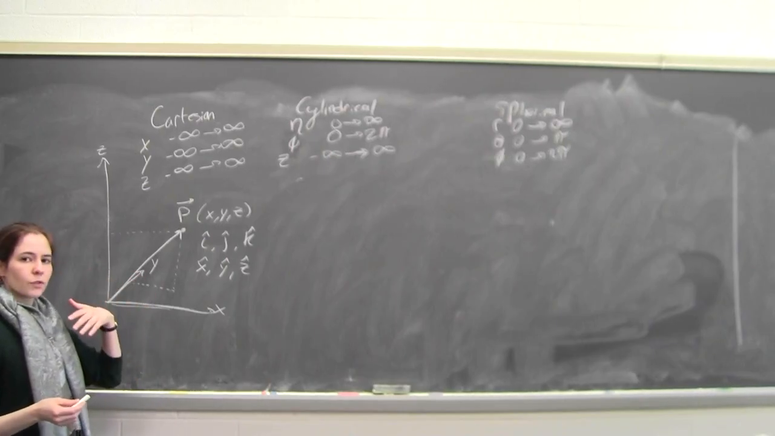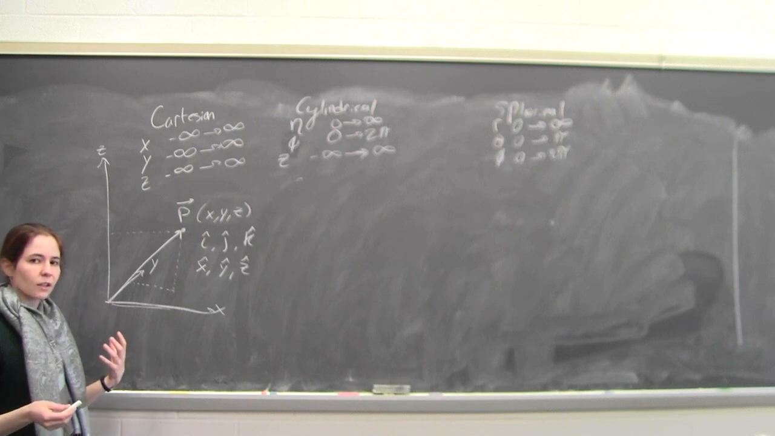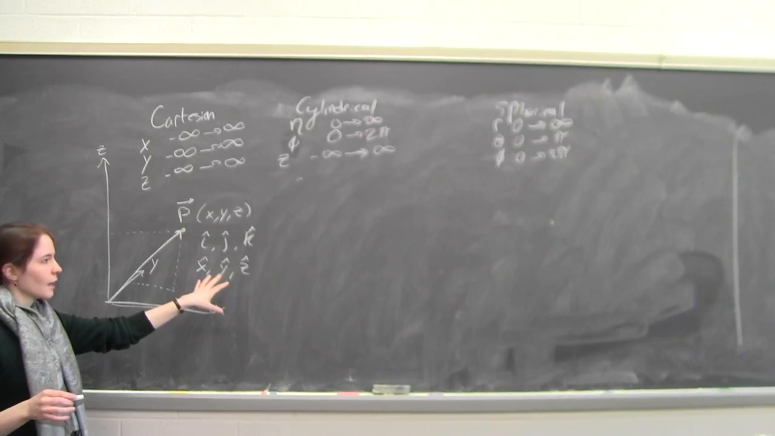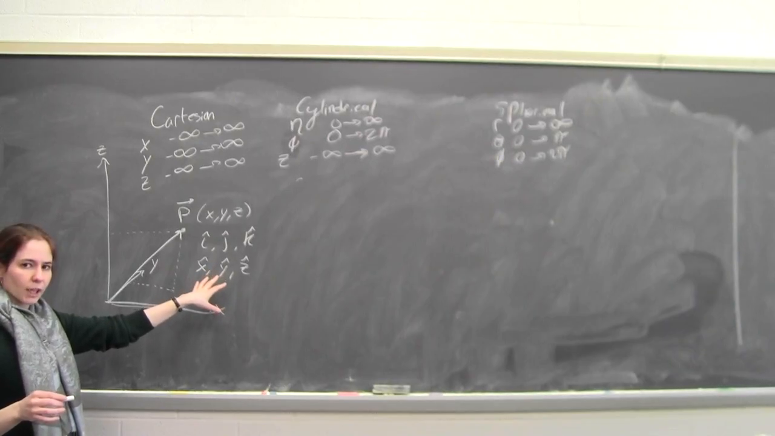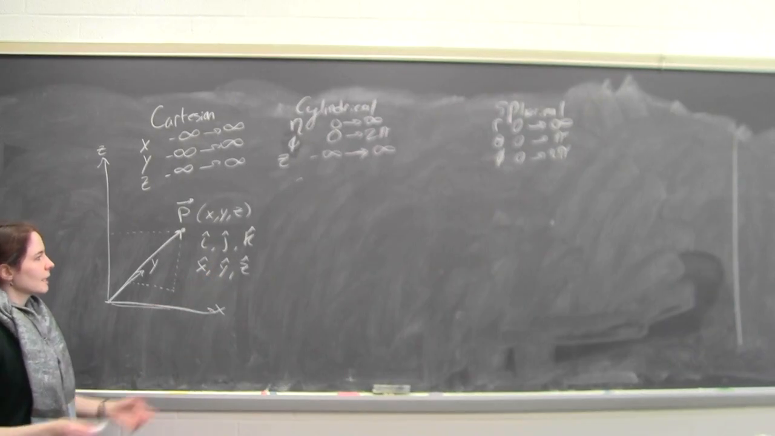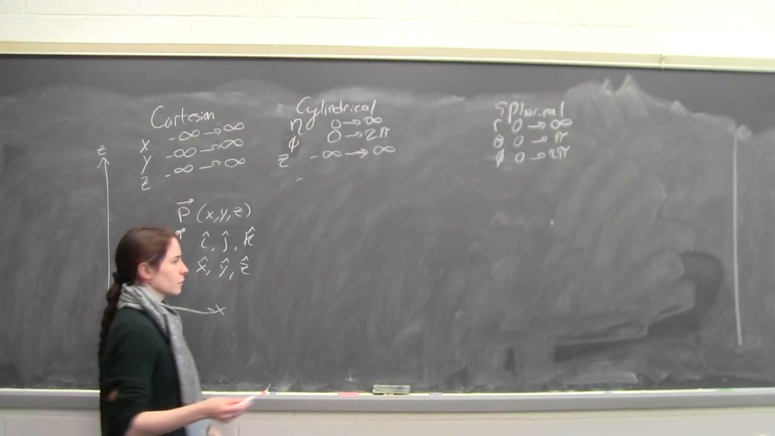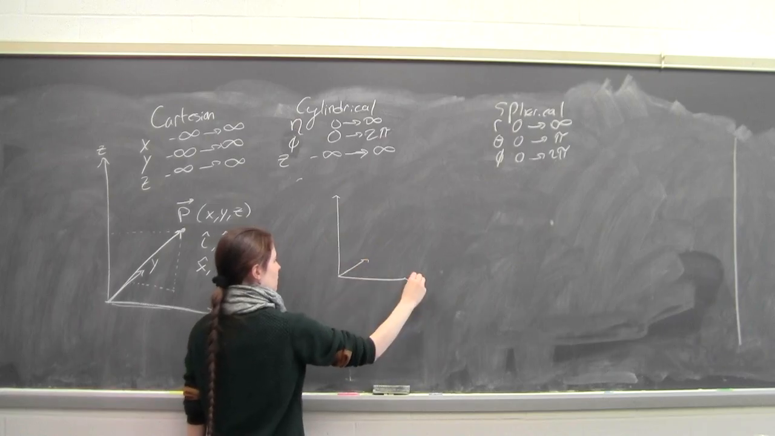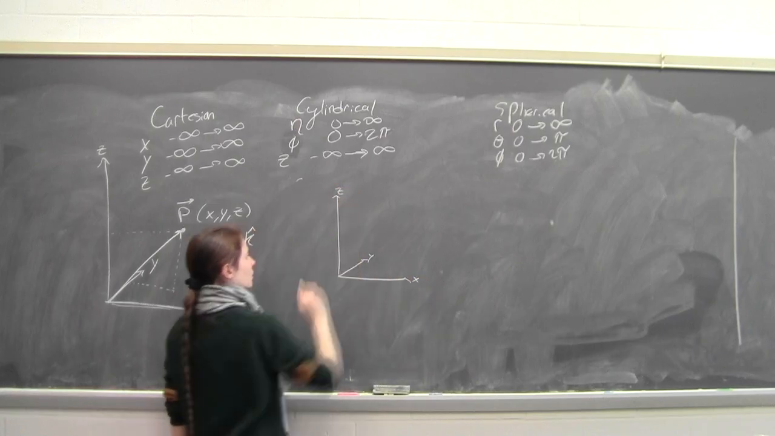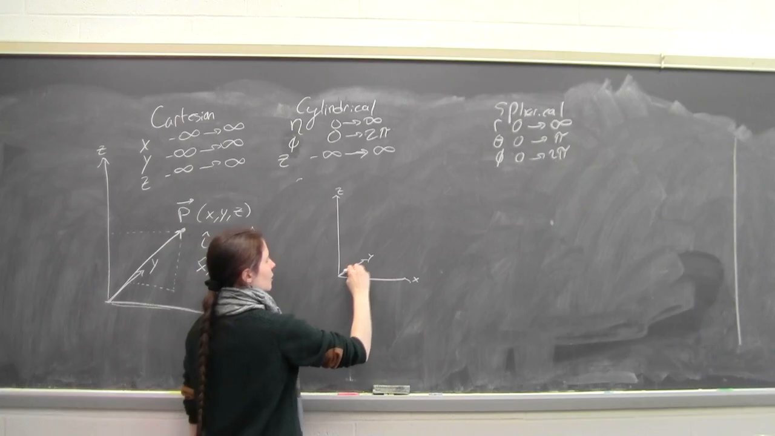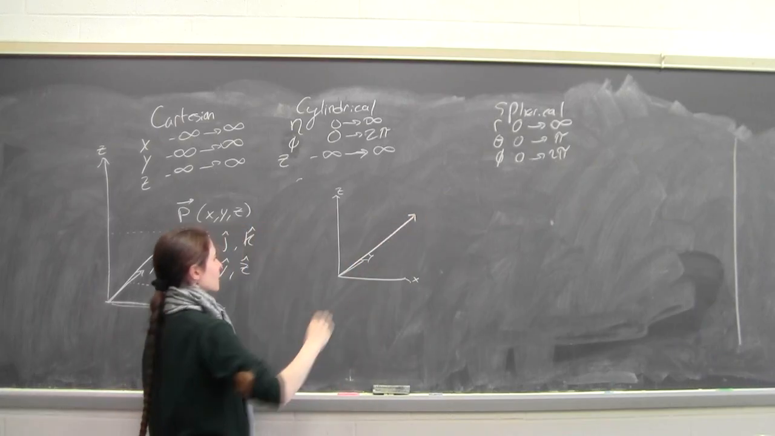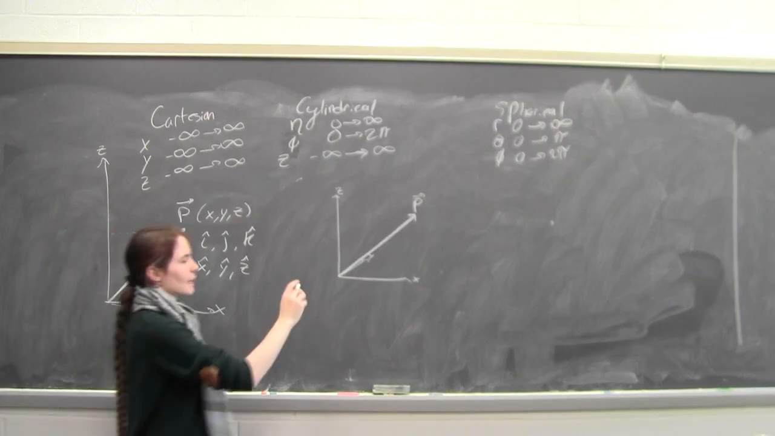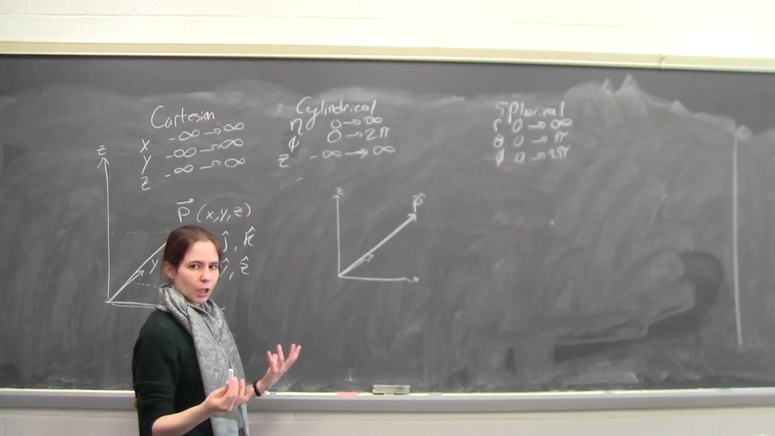Now, in spherical and cylindrical coordinates, again, we're going to need 3 directions, but they're not just going to be the x, y, and z directions. So if I have a sphere, for example, so let's say here are my Cartesian axes, but now I again have my vector P, but we're going to say that this is in some spherical geometry.